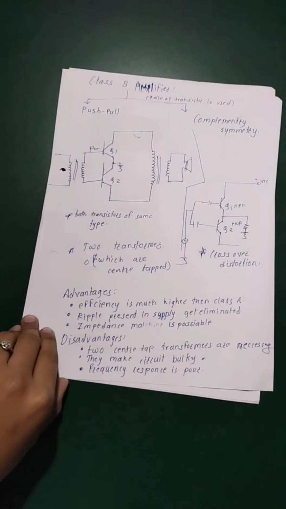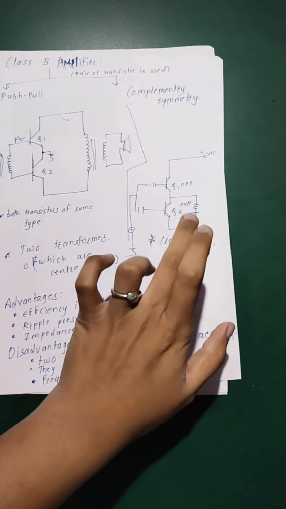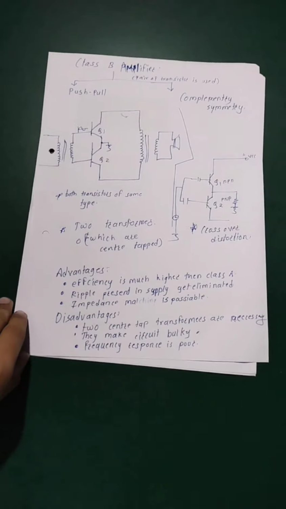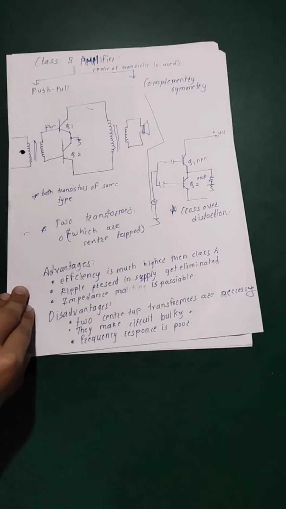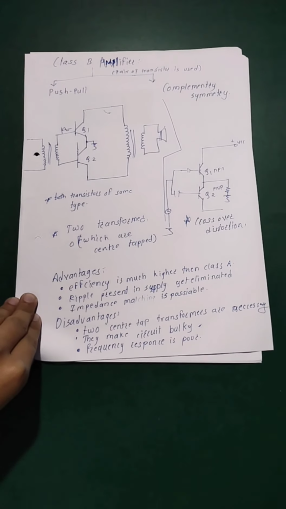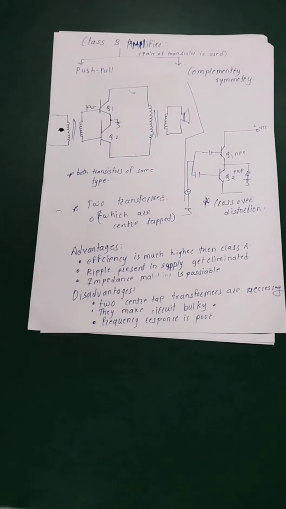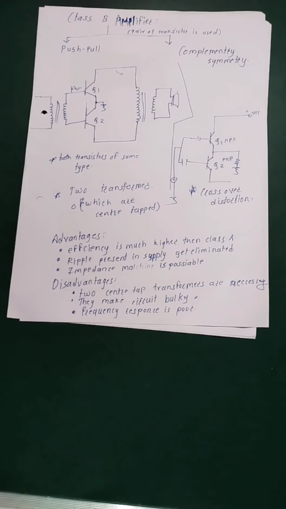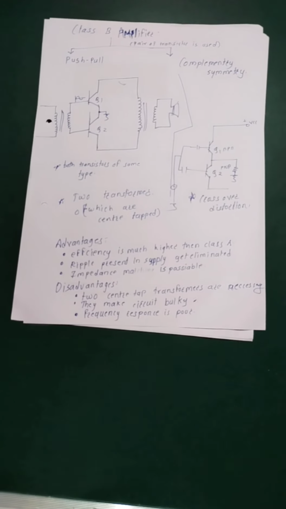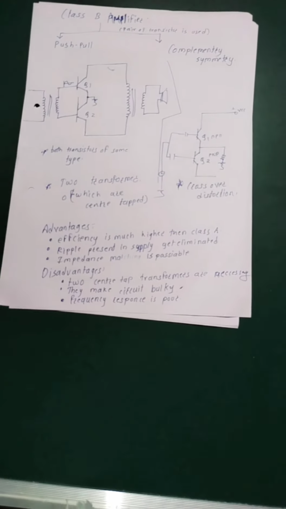The disadvantage is, yes, crossover distortion is present in a complementary symmetry type of amplifier. The advantages of a class B amplifier are that efficiency is much higher than a class A amplifier, ripple present in the supply gets eliminated, and impedance matching is possible. Moving towards the disadvantages, as we can see the construction looks bulky, as two center tapped transformers are used, and frequency response is also poor.